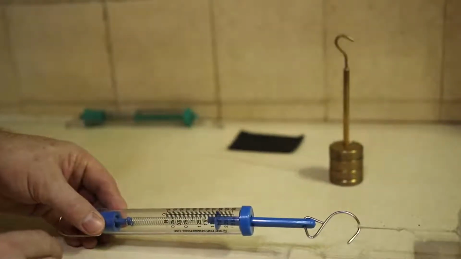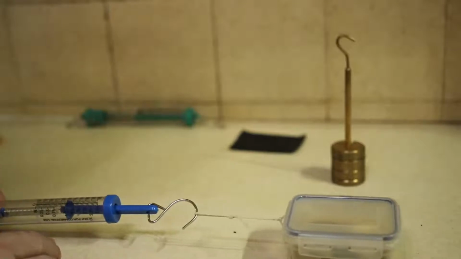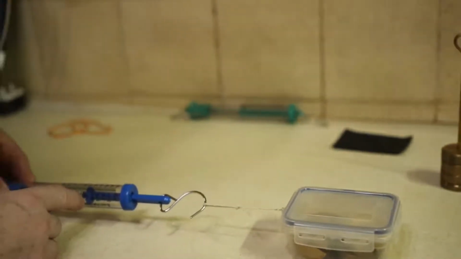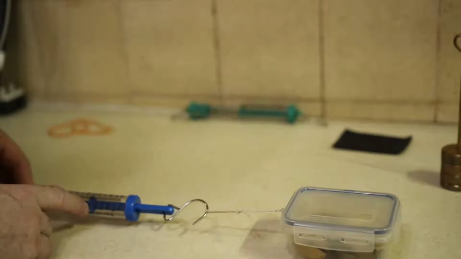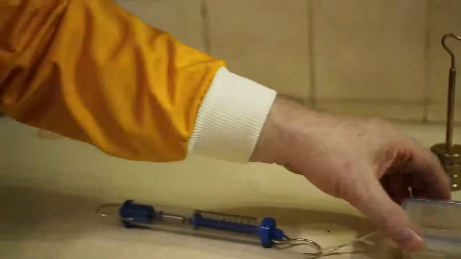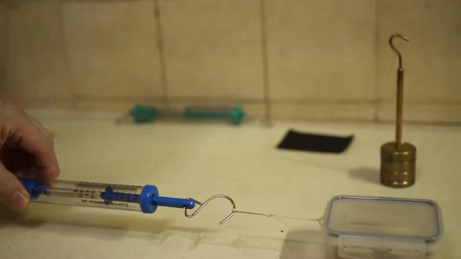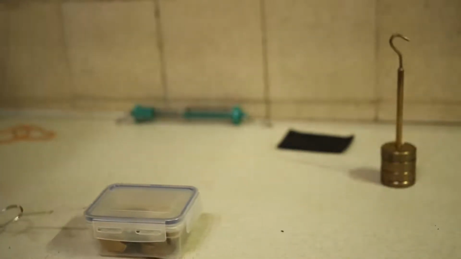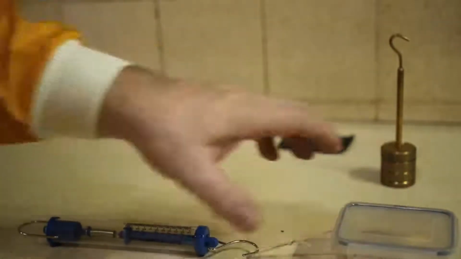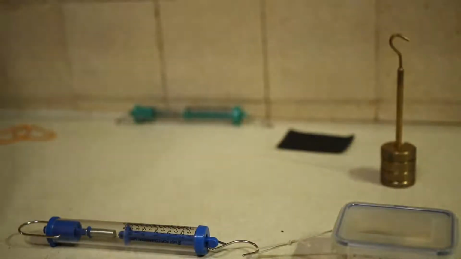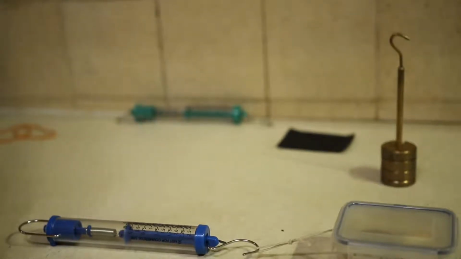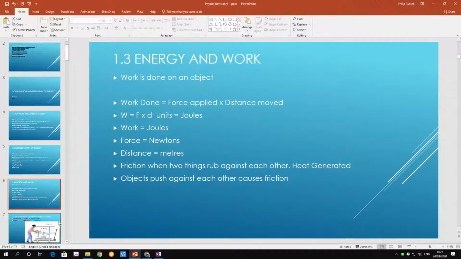Let's just do that. And when I pull it now at a constant speed, it's using about 1.25 newtons worth of force. So we've got force being applied to my object and it's moving a distance. And if we look at our idea of the system, we can see that work done is the force applied times the distance moved.